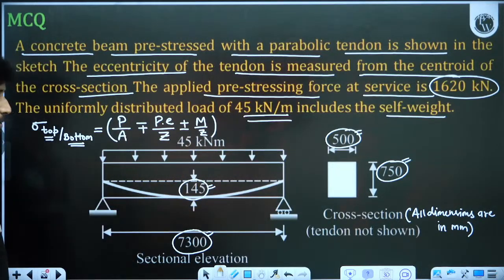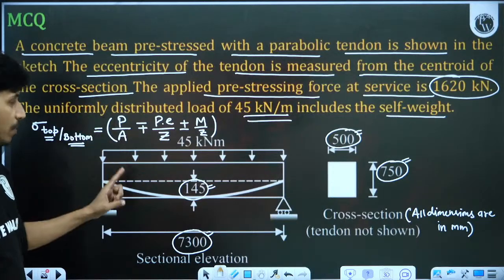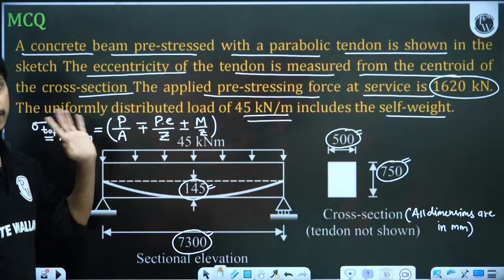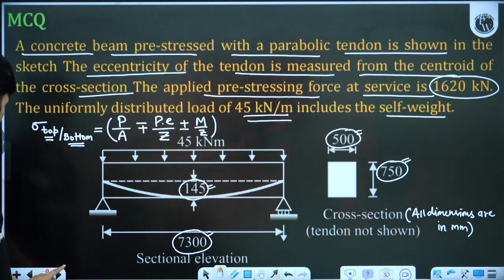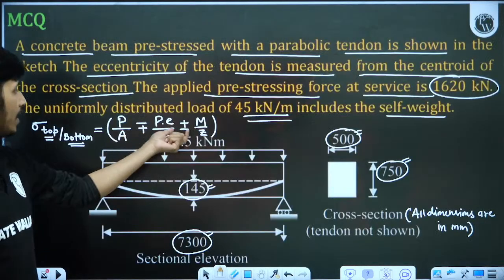P by A minus plus. For the top, PE by Z is minus and M by Z is plus. For the bottom, PE by Z is plus and M by Z is minus. So where do you have to calculate, top or bottom? At the bottom fiber. So for the bottom, it is plus here and minus here.